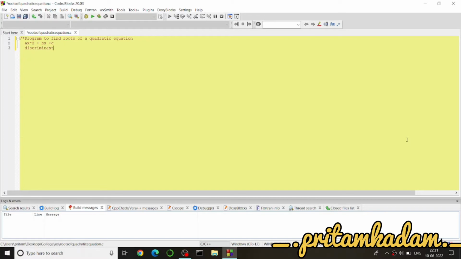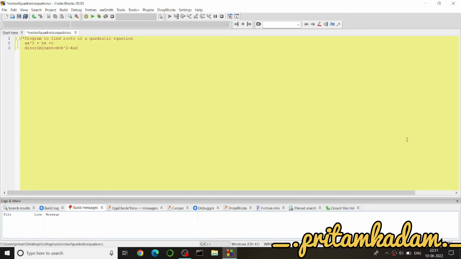So discriminant would be, let us say, variable d, and then we will calculate it as b square minus 4ac. So let us write it down first. So b square minus 4ac. Let us complete the comments, and then we will write the program now.